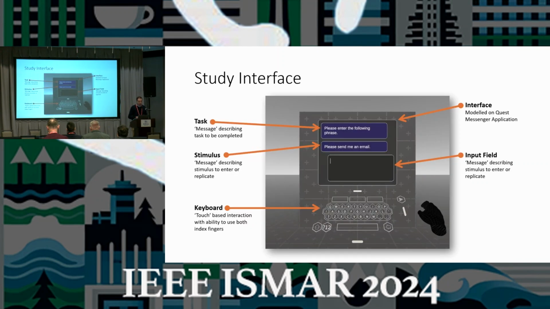Okay, so for the evaluation we ran in this study, in this paper, this is the interface that participants saw. Their task was explained in the top field, roughly mimicking the layout of a messenger-type application on a VR headset. The stimulus that they had to either type out or correct the erroneous text into is shown just above. The text field is shown here in dark gray, and then they are presented with a keyboard, and they can interact with the keyboard to make any corrections as well.